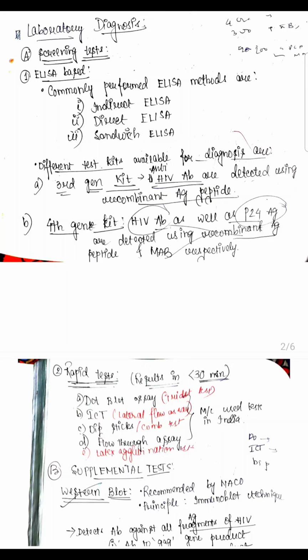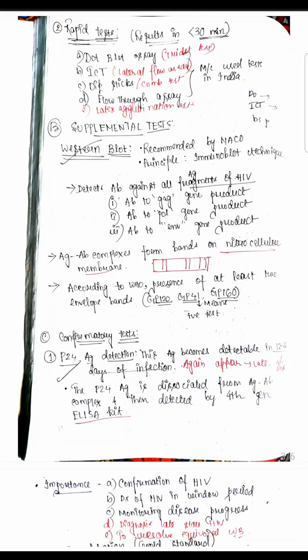So that is it for the antibody detection. Now we will go for the rapid test. The rapid test gives results within 30 minutes and we call it the immunochromatographic test. We call it the ICTs.